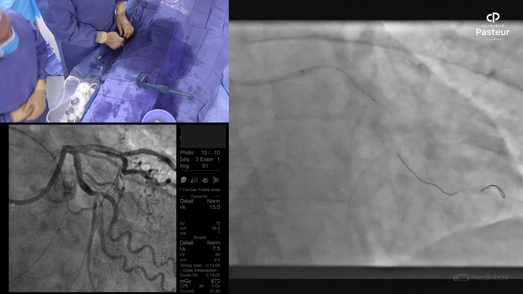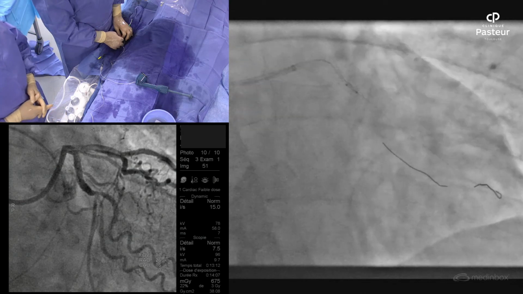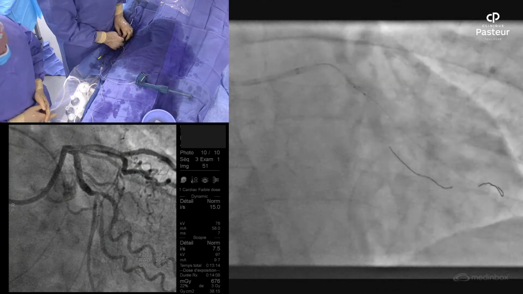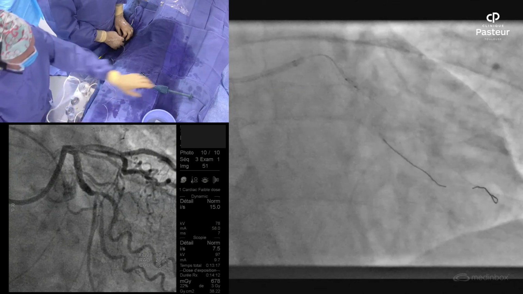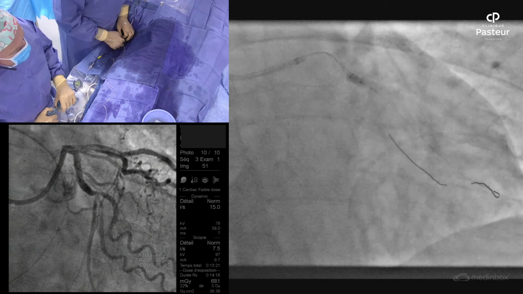There was a question about the stent that we use. It was a Resolute Onyx 25 by 15. Okay, inflation. The stent was a 2515 Onyx.